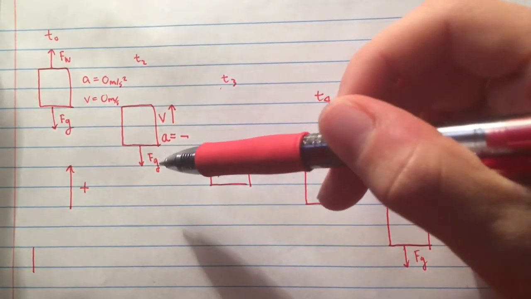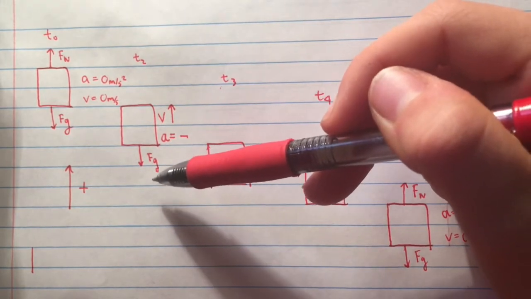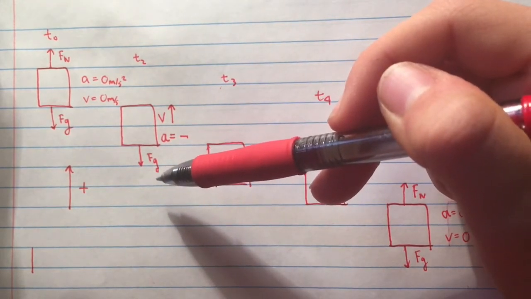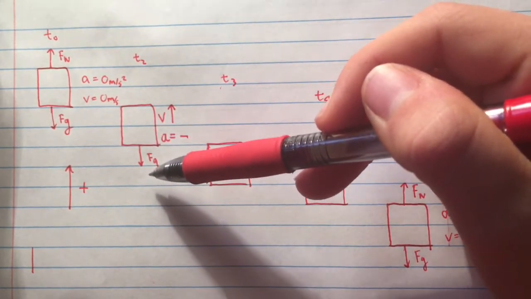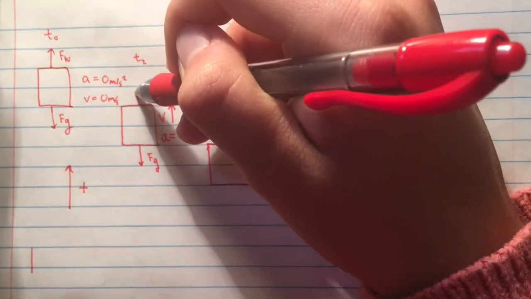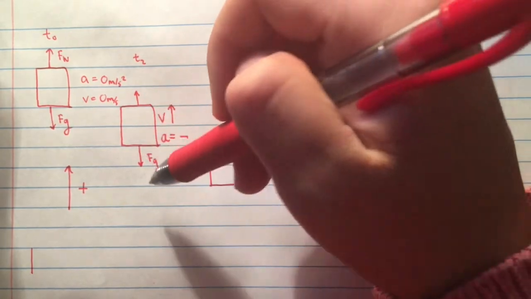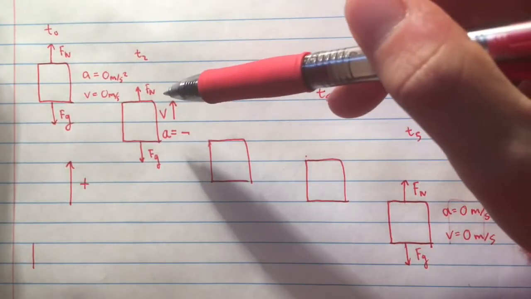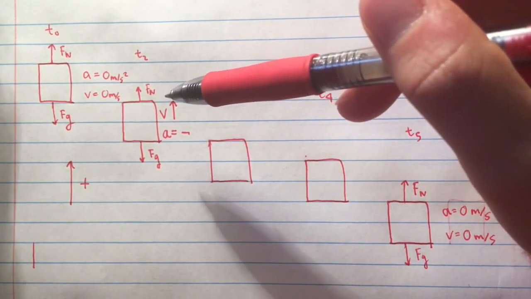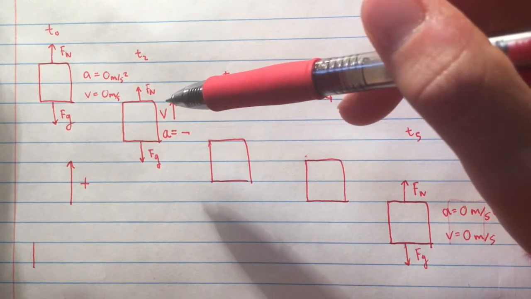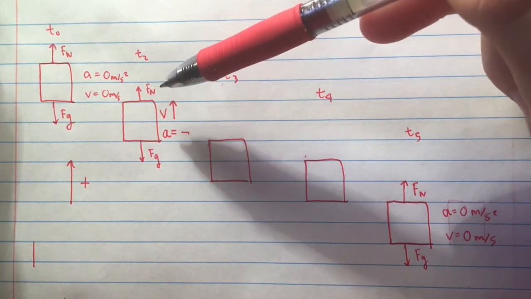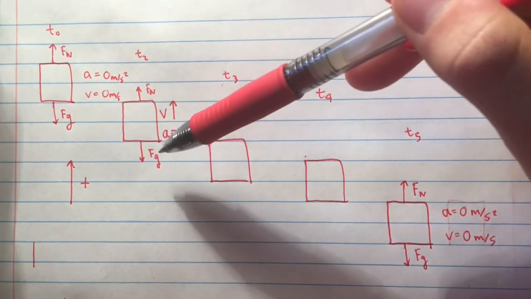However, in order for the person to gain speed in the negative direction, there must be a net force in the negative direction, so the normal force must decrease and becomes less than the force of gravity. That is why when you're on an elevator and you start moving down, you feel kind of funny, because the floor is pushing up on you less than your own weight.